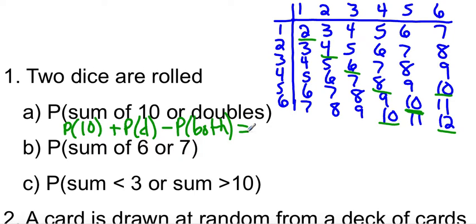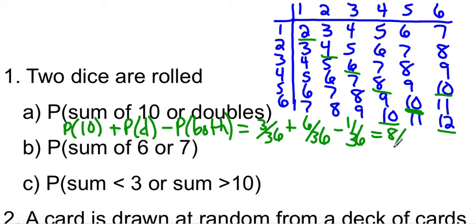So the probability of rolling a sum of 10, there were 3 10s out of a total of 36 outcomes. Probability of rolling a double, there were 6 doubles out of 36 outcomes. And remember, there was 1 overlap. So we're going to subtract that overlap, 1 out of 36. And when we add those up, we get 8 out of 36, which reduces to 2/9, or approximately 22%. I don't have room for my percent sign. Sorry about that.